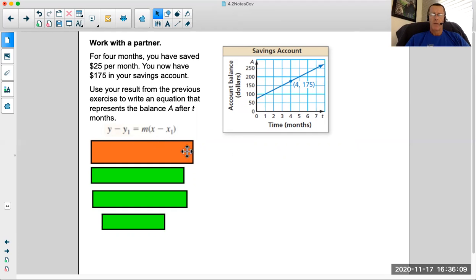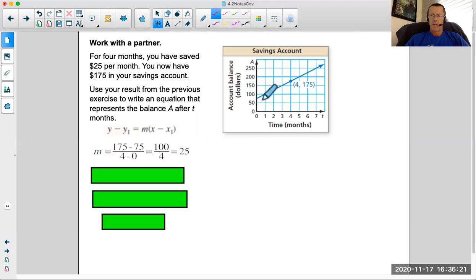Okay, so we got 25 here, right? 175 minus 75, because what's the coordinates of this point right here? Isn't it (0, ...) and it looks like it's about 75, right? So the difference of the y's, 175 minus 75, is 100. 4 minus 0, the difference of the x coordinates, is 4, and that reduces to 25, okay? So we have the slope.